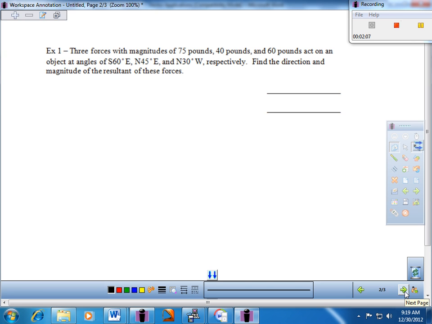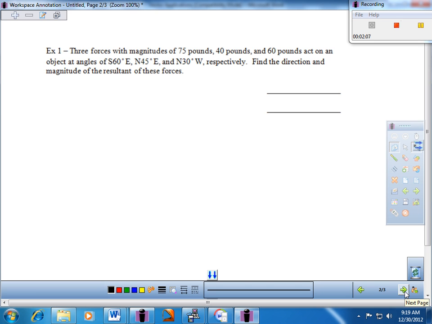Three forces with magnitudes of 75 pounds, 40 pounds, and 60 pounds act on an object at angles of, and unfortunately they're written as bearings here, so 60 degrees east of south, 45 degrees east of north, and 30 degrees west of north, respectively. Find the direction and magnitude of the resultant of these forces.